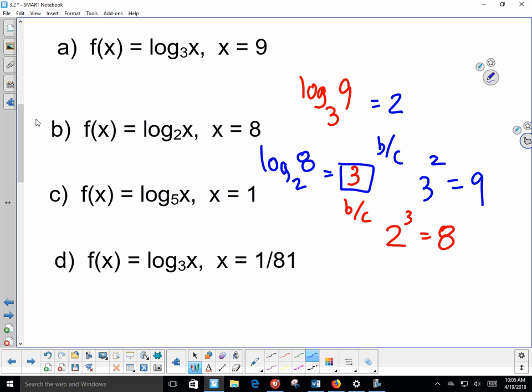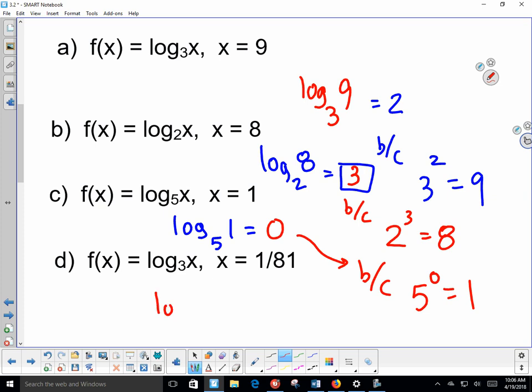All right, what about this one? This is log to the base 5 of 1. What's that going to equal, Justin? 0. How do you know? 5 to the 0 power is 1. All right, that's because 5 raised to the 0 is going to equal 1. All right, how about this one?